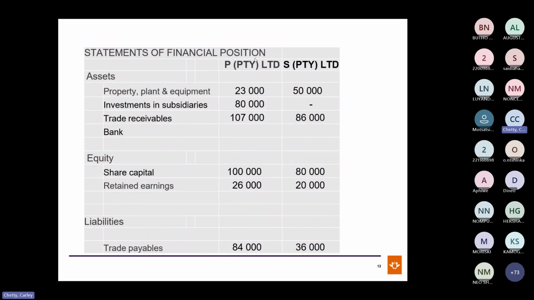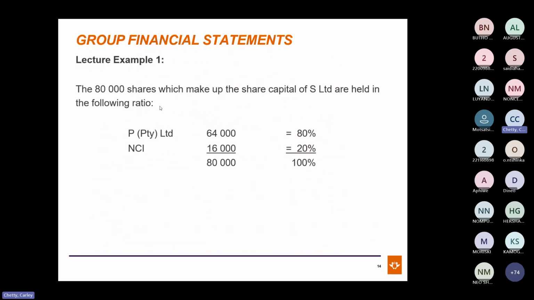So here we have the statement of financial position for PPTY Limited and the statement of financial position of SPTY Limited. You can see both companies have assets, equity and liabilities. Remember that PPTY Limited acquired 64,000 shares and paid 80,000 Rand. S had 80,000 shares, and P bought 64,000 of those shares.